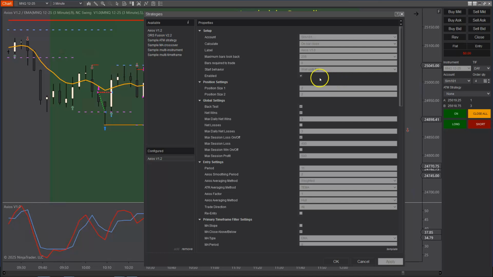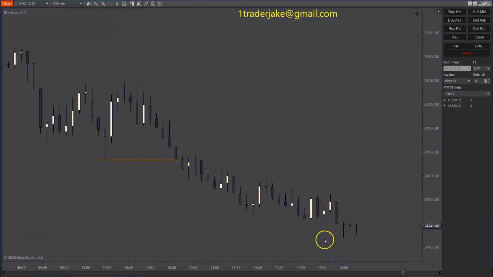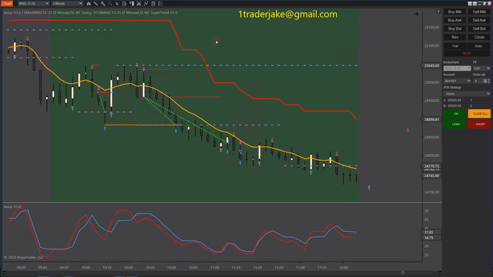But let's do something else. Let's try putting 3 here and just 1 here. So 3 for the first target. So still using 4 contracts, but let's go 3 for the first target and just 1 for the runner. Still leaving that max session loss at 400. We should maybe even increase that a little bit.